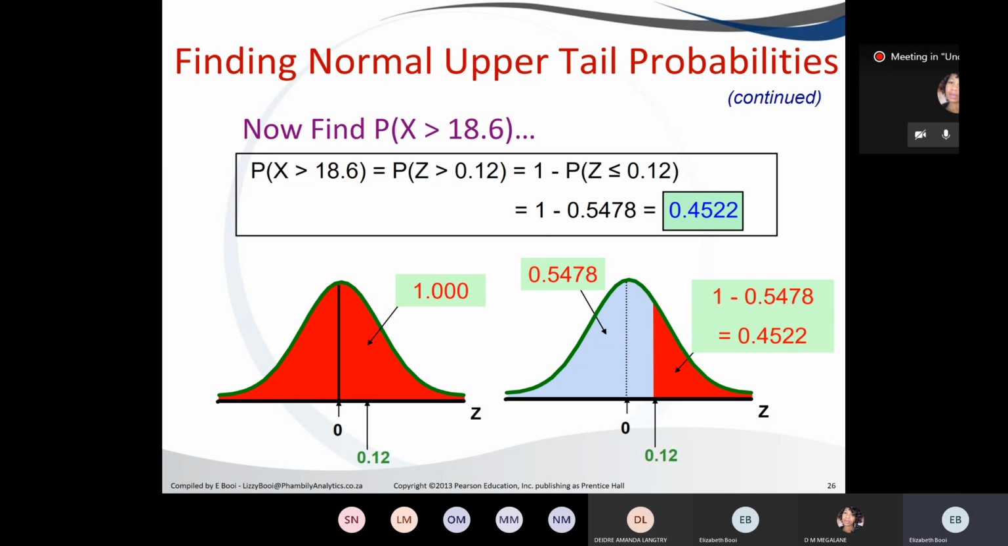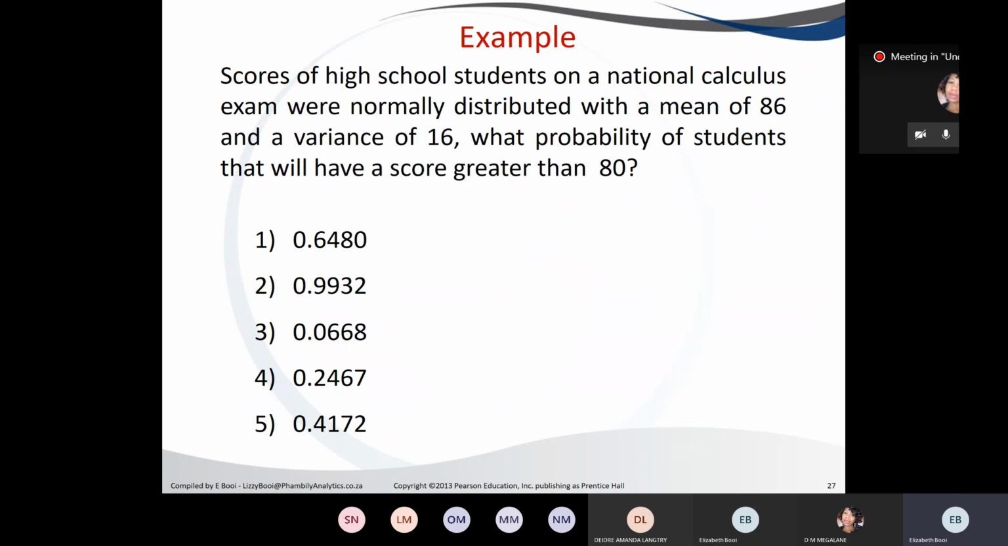And that is how you find the probability of more than or greater than. Let's look at more examples. Find the probability. What is the probability of a student having a score greater than 80? We're also using the same example that we used previously.